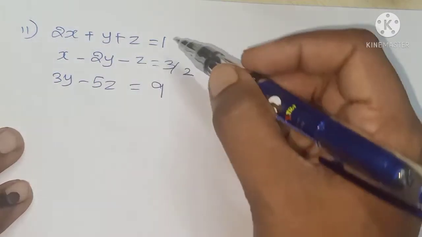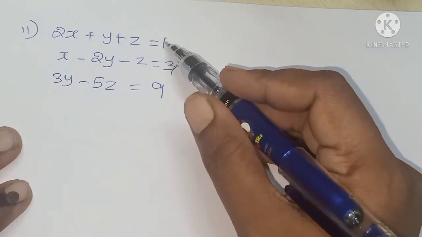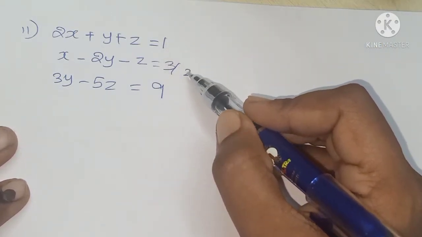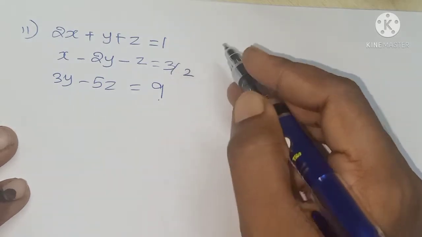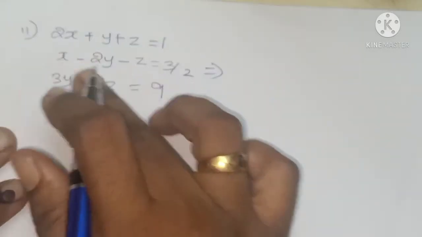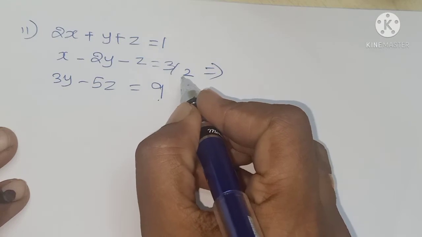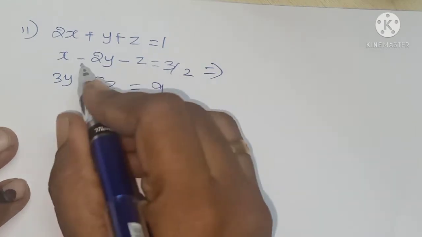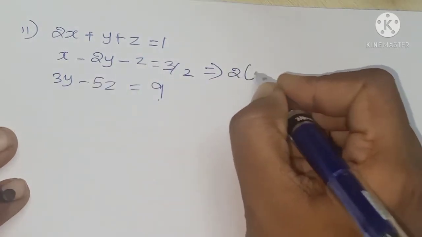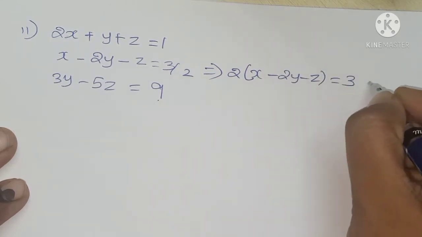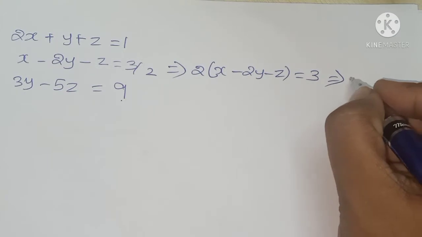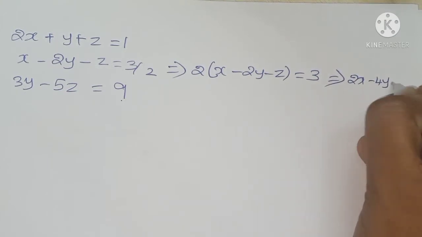So in this question we can see that here 1, 3 by 2, 9 is presented. This 3 by 2 is a fraction. So we have to convert this equation. 3 divided by 2. So when the 2 goes to the left hand side, we get 2 into x minus 2y minus z equal to 3. So this implies 2x minus 4y minus 2z equal to 3.